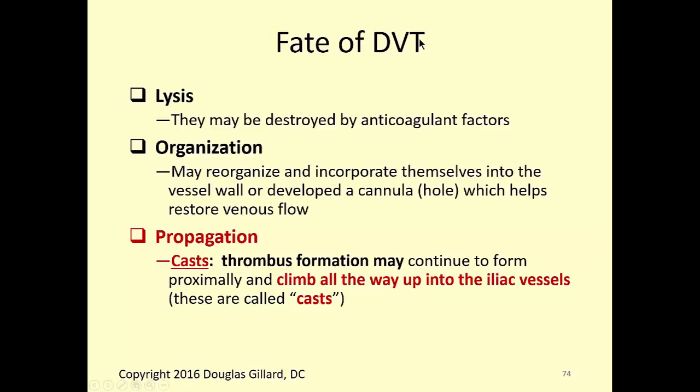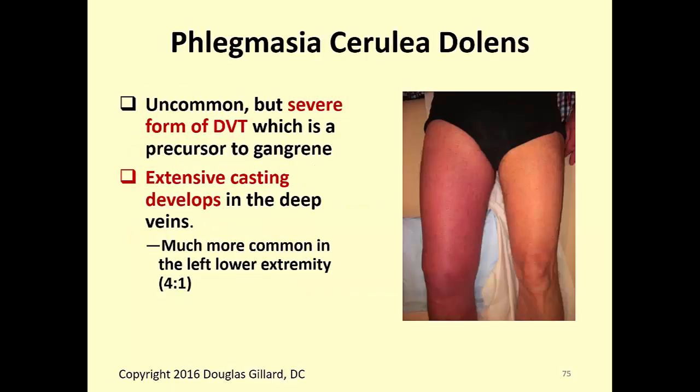Lysis, so the fate of DVTs is similar to the other ones. They may be destroyed by anticoagulant factors. They can organize themselves and form a cannula within them. They can propagate, right? They can form casts like crazy, and these casts can go all the way up into the iliac vessels. When they get up into the iliac vessels, that's very dangerous. Probably a quarter of the people die from that if they break loose.